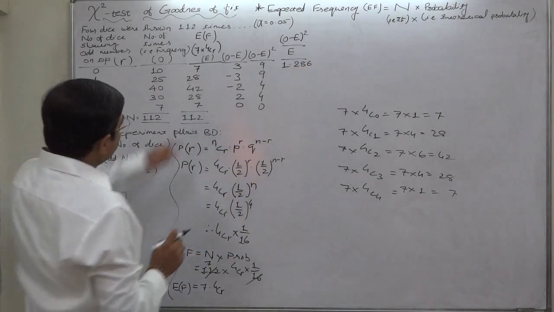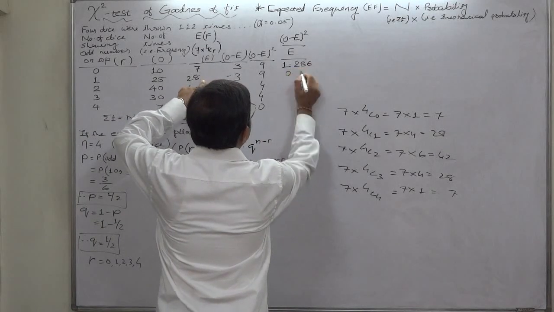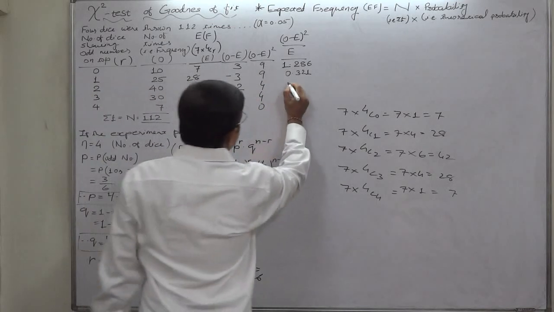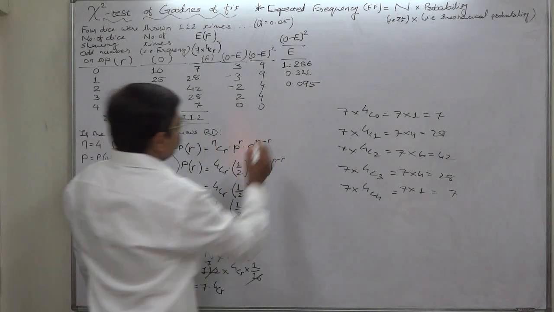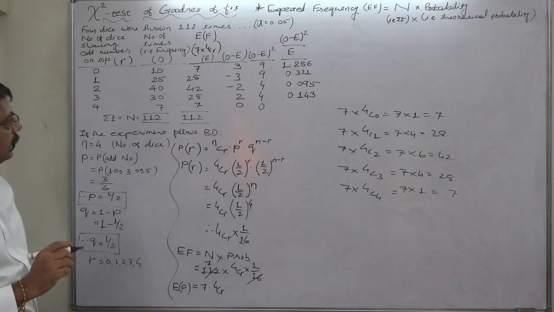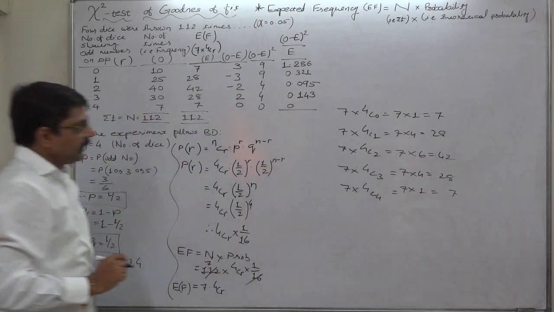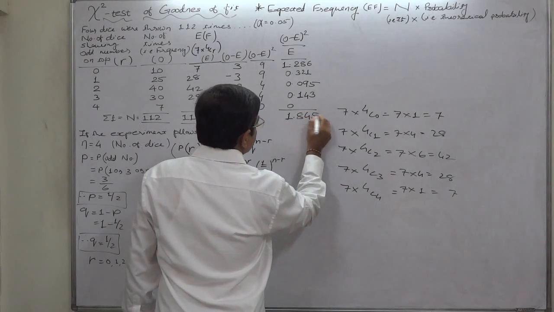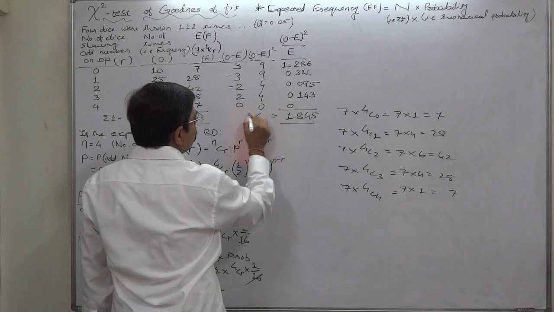Then 9 divided by 28 and the result will be 0.321. 4 divided by 42, the result will be 0.095. 4 divided by 28, 0.143. And 0 divided by 7, anything will be 0, and the summation comes to 1.845. And this summation of the column O minus E the whole square divided by E is the chi-square.